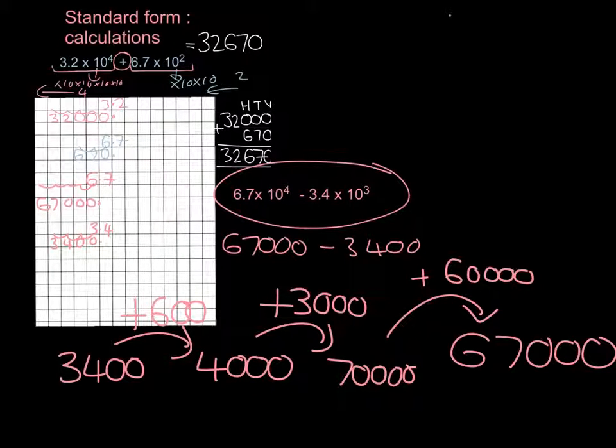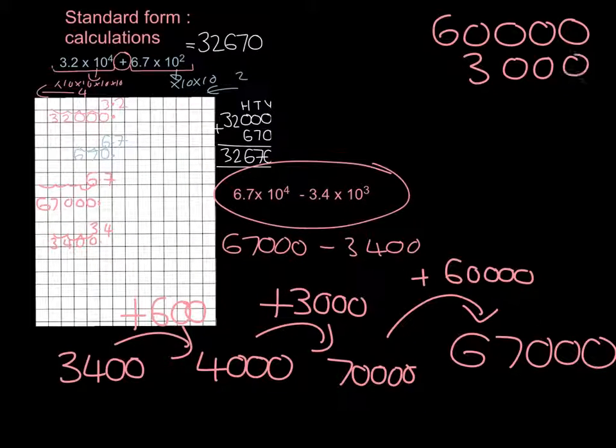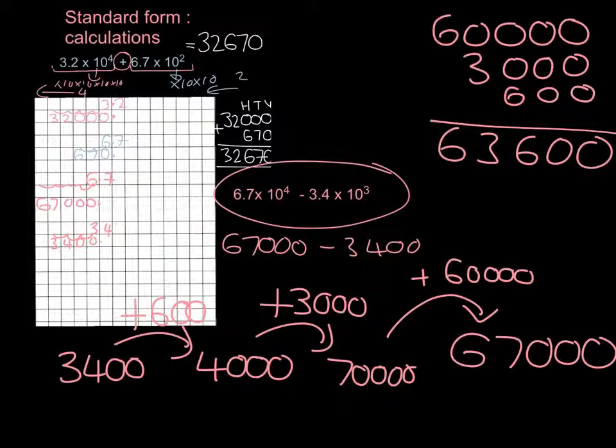So remember, add those up, 60,000, 3,000, again, watch your layout, and 600. Adding those together, and that's going to give you 63,600.